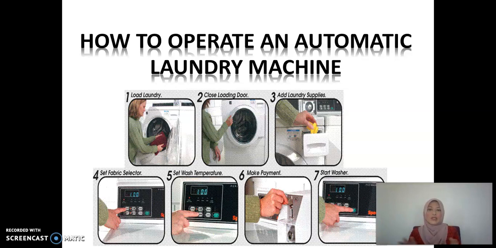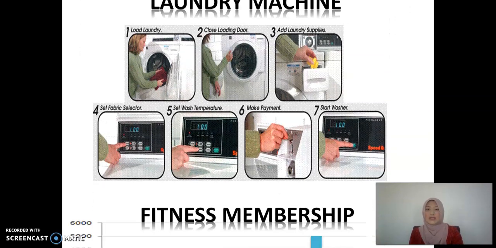So we can conclude that it has a specific purpose because it intends to guide users on how to use this automatic laundry machine. It is in the form of a manual and it is intended for a specific audience, that is, users of this particular automatic laundry machine.